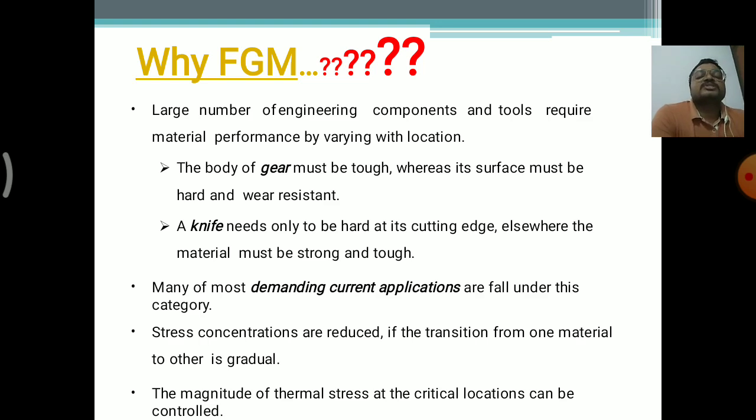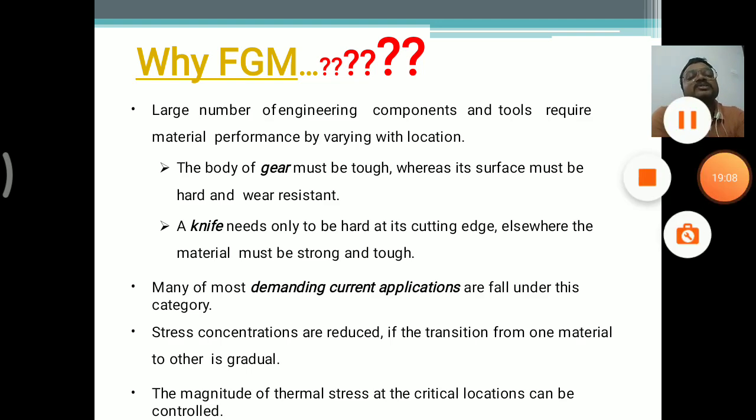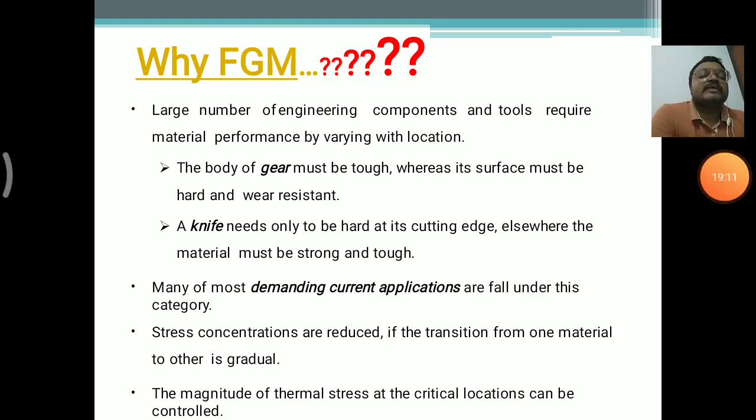Next one is that stress concentrations are reduced if the transition from one material to another material is gradual. So what is gradual? Gradual means a step by step procedure of the concerned property in the material. If the stress concentrations are reduced layer by layer, the effectiveness of the material will be developed. That is the main property here. If the transition from one material to the other is gradually increased or decreased, it will be developed as a good, defined material.